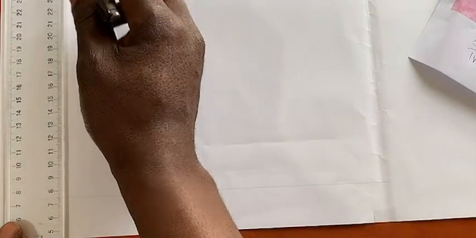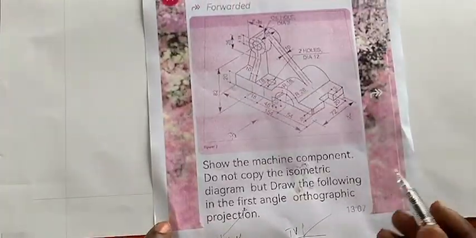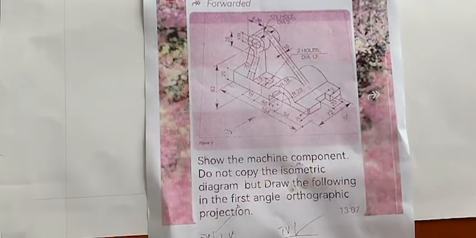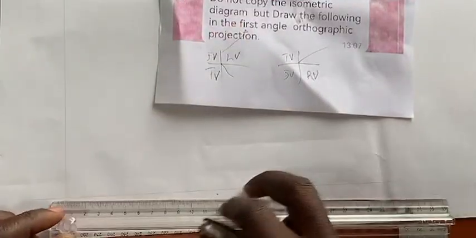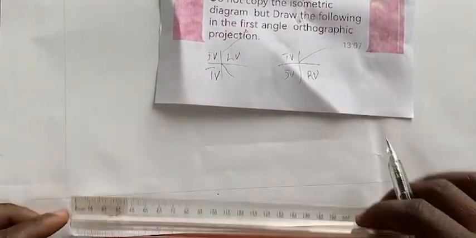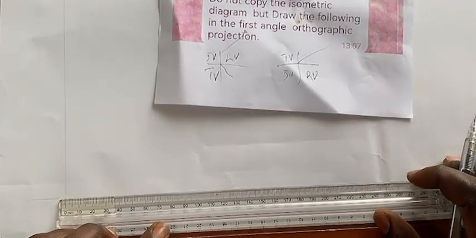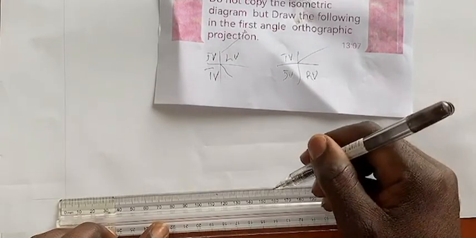So using a scale of 1:1, I can now see this dimension, the length from here till here, which is 154 millimeter. From here there is 155. I'm looking for 154, which is this one.